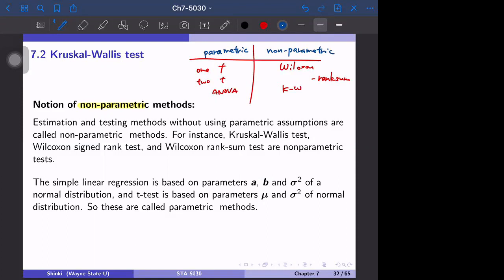The first group is based on parametric assumptions. For example, in the one-sample t-test, the mean is mu, the standard deviation is sigma, and everything else is determined by the distributional assumption. Observations follow a normal distribution. But for the Wilcoxon signed rank test, we don't have any distributional assumption. So we call the first group parametric and the second group non-parametric methods. Okay, so this is the end of 7.2.